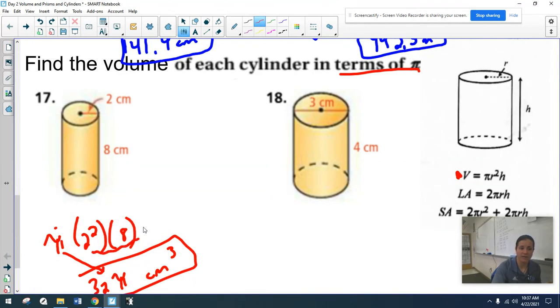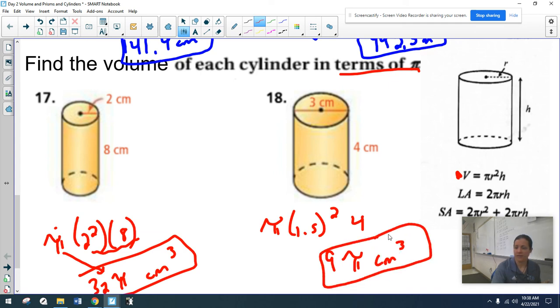Do the calculations here. So pi r squared h. And so the pi is just going to come down here. So in my calculator, I'm going to do 1.5 squared times 4. And that's going to give me 9. So 9 pi centimeters cubed. That's it. Okay, so nice and easy today.